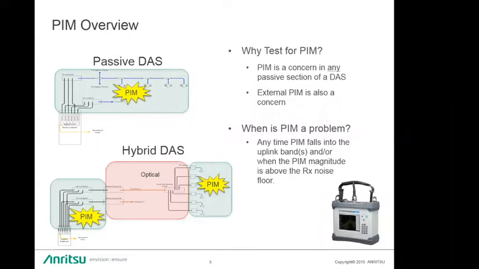So when is PIM a problem? You don't have to have perfect no-PIM systems. You just have to have a PIM system that doesn't interfere with your uplink, okay? So if PIM falls into the uplink bands, or when the PIM magnitude is above the received noise floor, PIM needs to be dealt with because it's degrading your system.